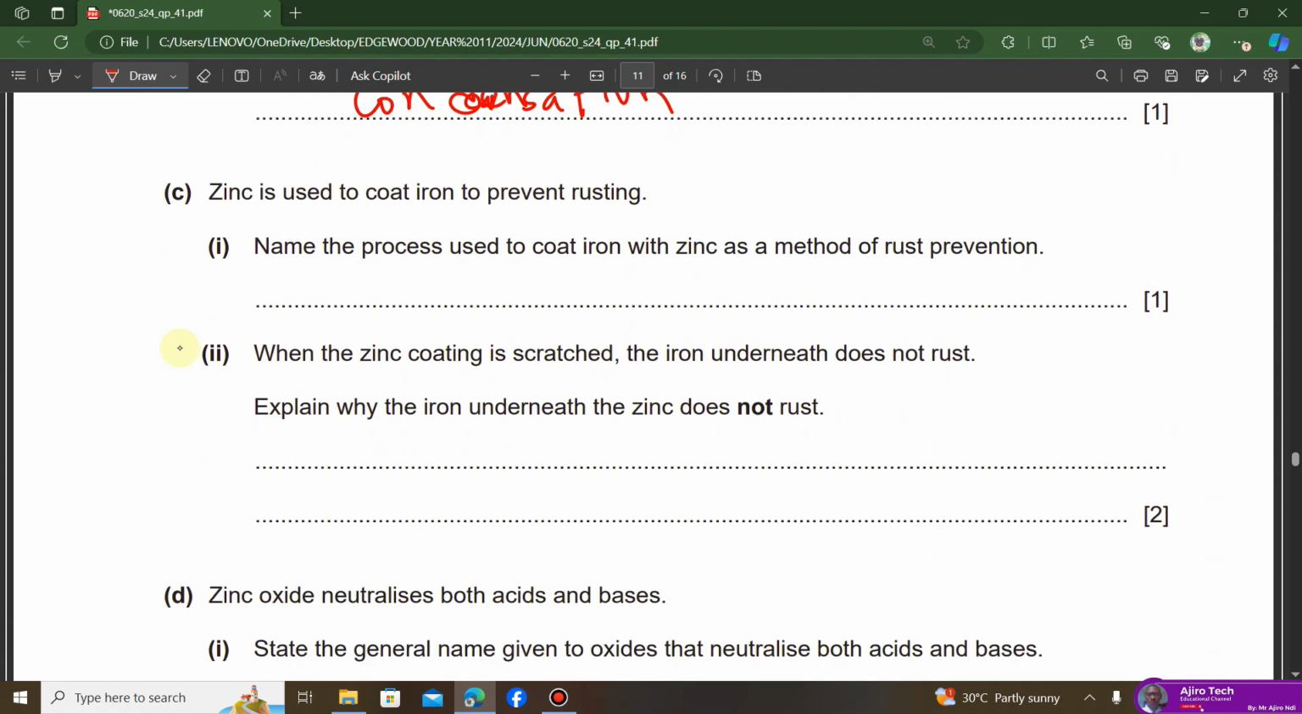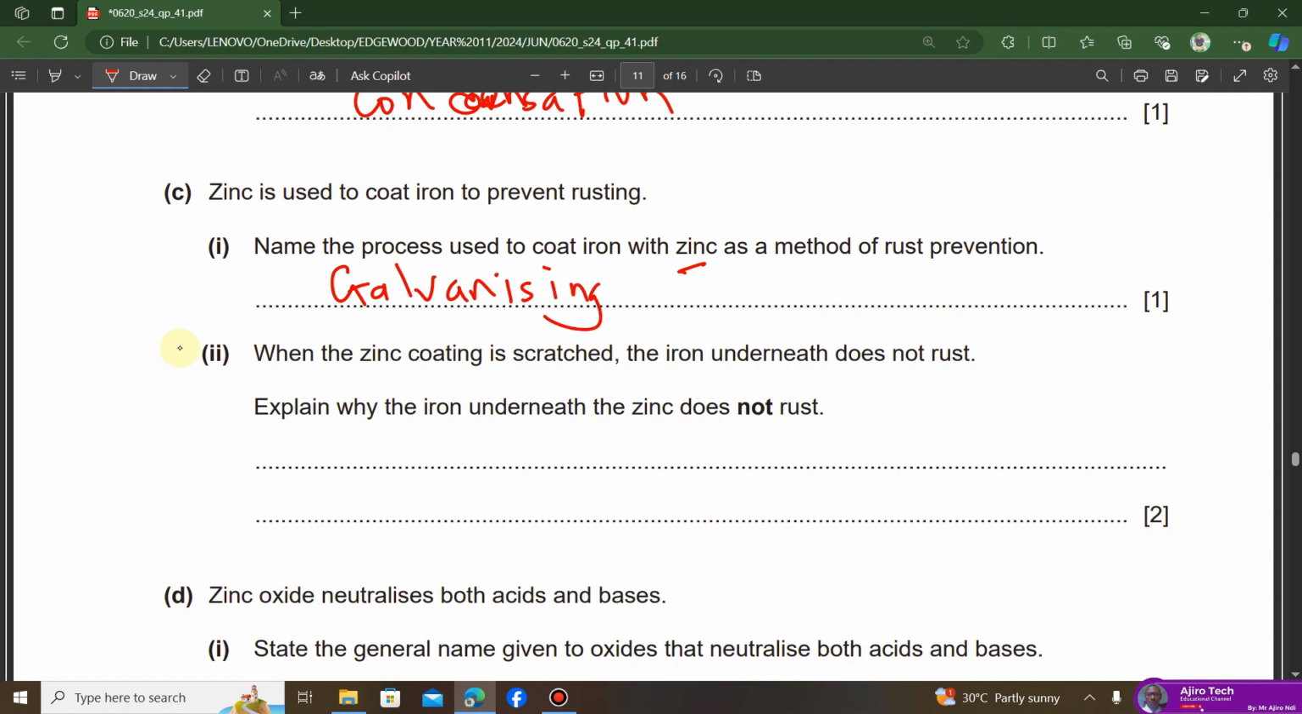Zinc is used to coat iron to prevent rusting. Name the process used to coat iron with zinc as a method of rust prevention. Whenever zinc is used, you should know it is galvanizing. So you're basically galvanizing.